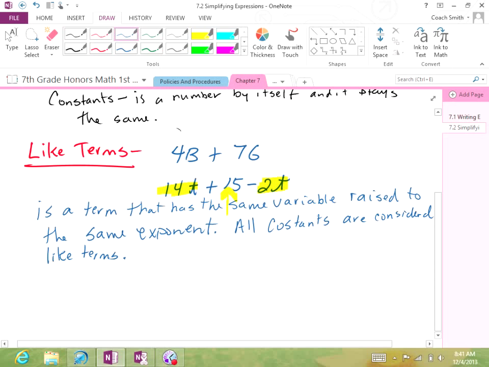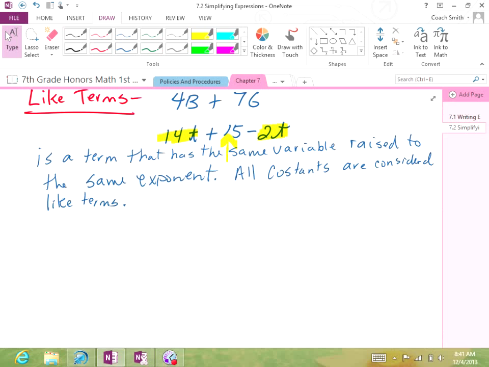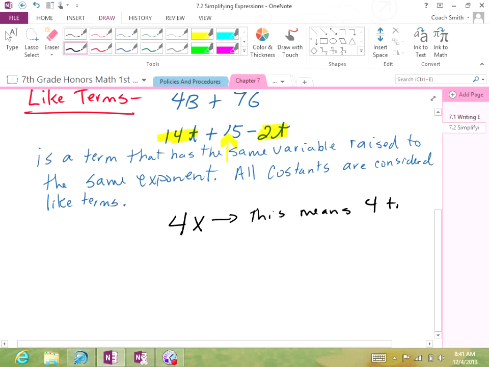Okay, so now when I have a term, for example, 4x, this means 4 times the variable x. And in these lessons, we're not going to know what the variable stands for. We are not going to know the value of the variable. That is why we've got to be able to understand like terms and doing this.